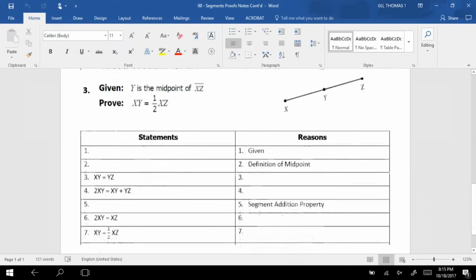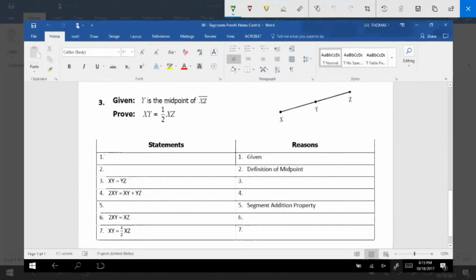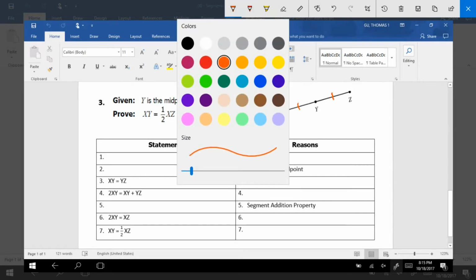Example number 3. Not sure what number it is on yours. Maybe it's 3 as well. So this one, it says that Y is the midpoint of XZ. So let's go ahead and label what we know. We know that if Y is the midpoint of XZ, then XY is congruent to YZ. So keep that in the back of your mind. Keep that stowed away right there. Just put it in your pocket.